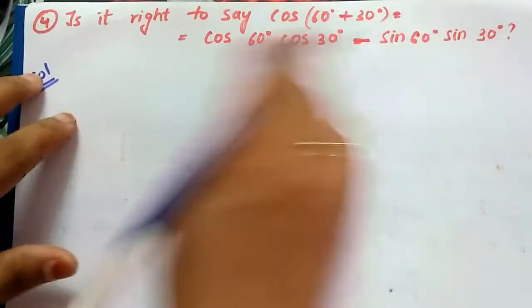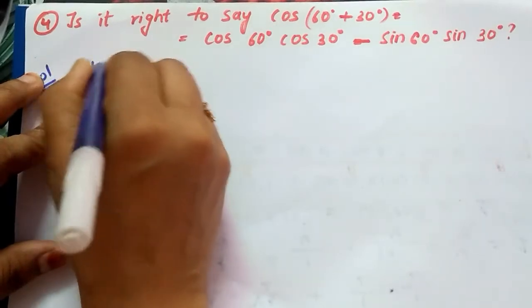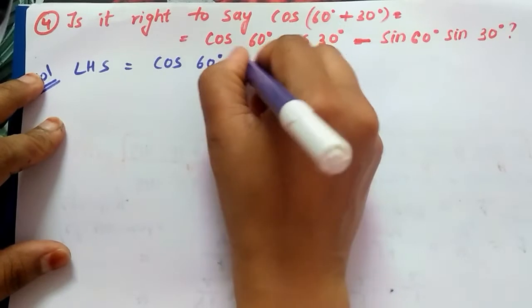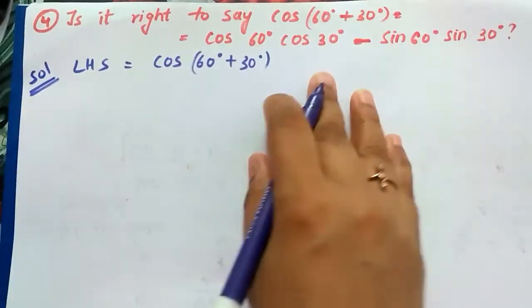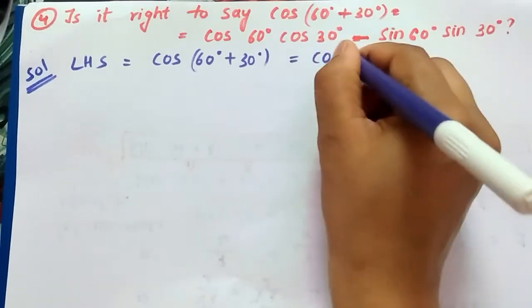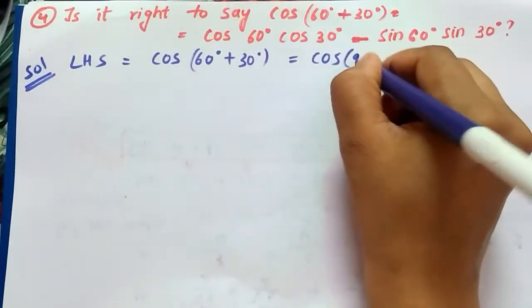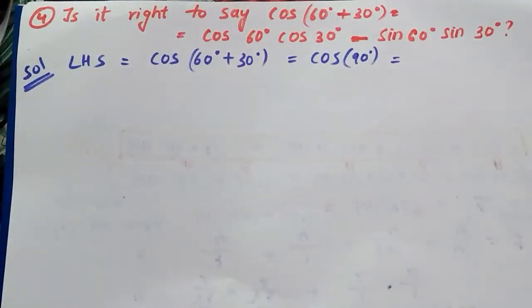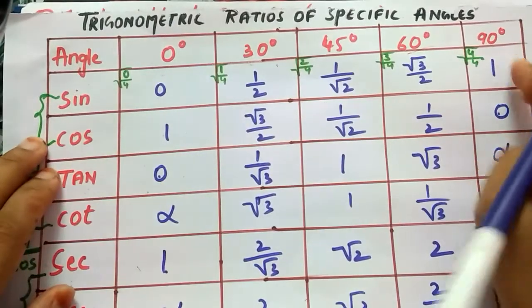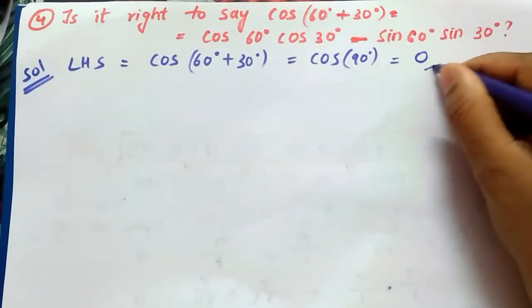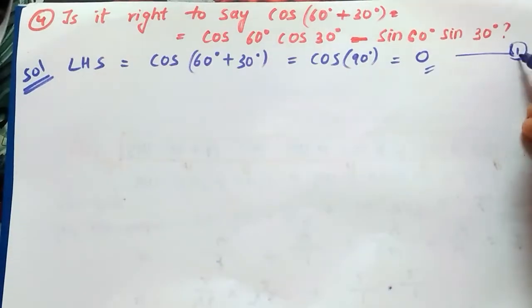Okay, now let us take the left hand side, LHS, which is equal to cos of 60 degrees plus 30 degrees. We know that value, but first we will simplify. 60 plus 30 is 90 degrees, right? We know what cos 90 is. See, cos 90 is 0. So let us take it as 0. Okay, this is one value. Let us keep this as 1.